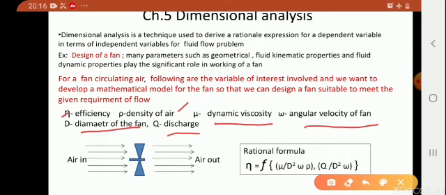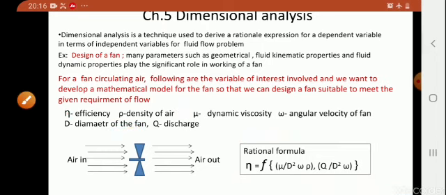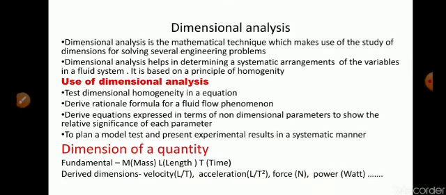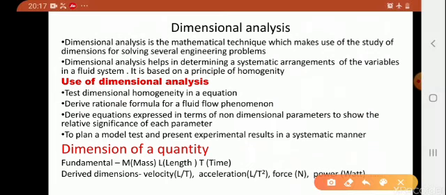Ultimately I want to derive the efficiency of the fan in terms of the other independent variables, and we end up with a rational formula. Such a rational formula we can derive using dimensional analysis. Then what is dimensional analysis? It is a mathematical technique, very clearly defined, easy to understand, and procedural. These methods are used to make a study of dimensions to solve several engineering problems.